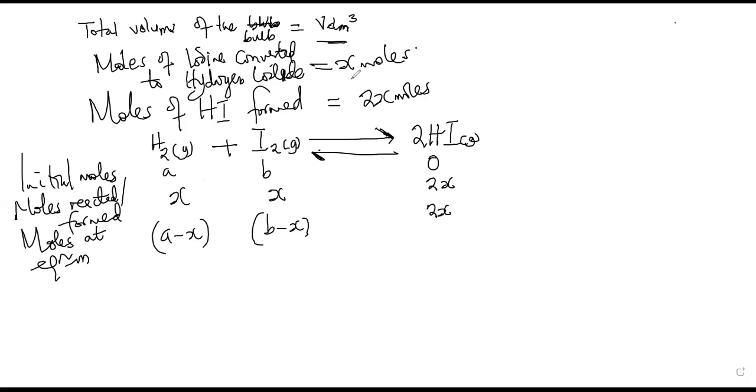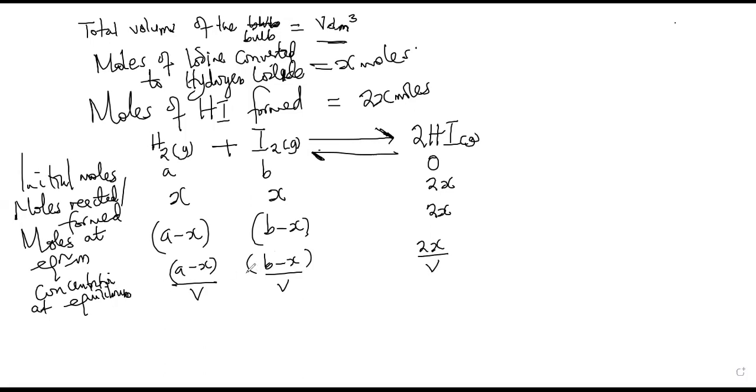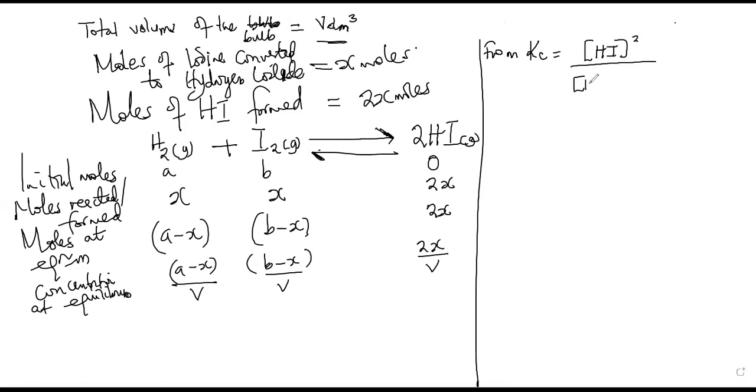But because we have volume and number of moles, or volume gives us concentration, we can go ahead to look for concentration at equilibrium. We shall be dividing by volume. So it is A minus X over volume, B minus X over volume, and 2X over volume. So now, from our expression of Kc, Kc is equal to concentration of hydrogen iodide raised to the power 2, since we have a 2 here, over concentration of hydrogen raised to the power 1 times iodine raised to the power 1.